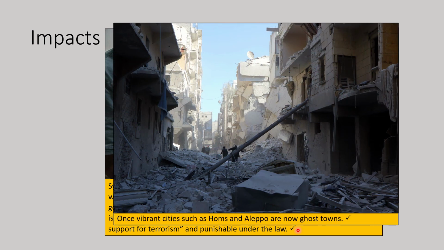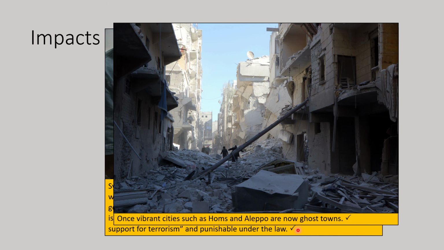Cities such as Homs and Aleppo, these were vibrant, beautiful cities. Many areas were more modern and perhaps not quite so beautiful, but they both have really architecturally and historically significant town centres. They are ancient cities. They've been there for thousands of years. They're beautiful places.